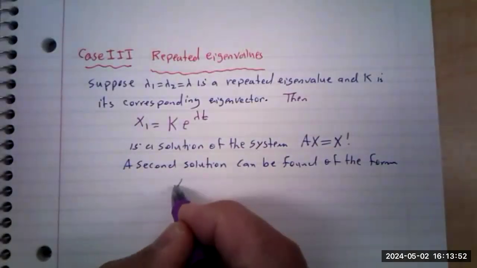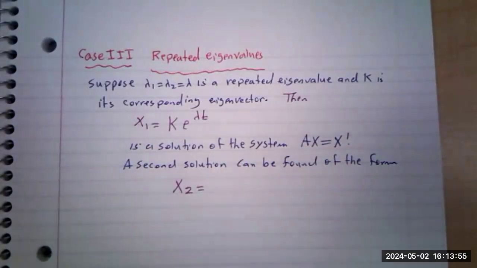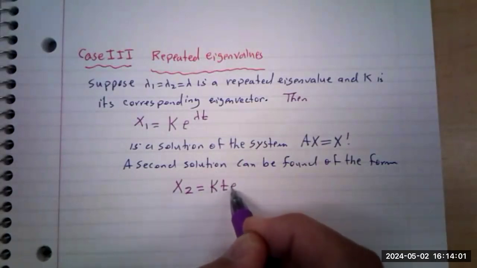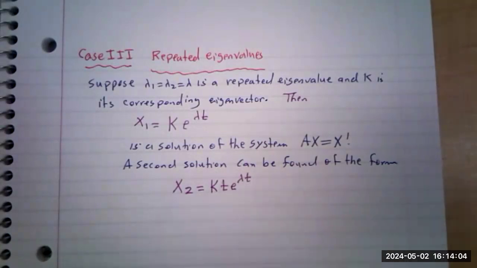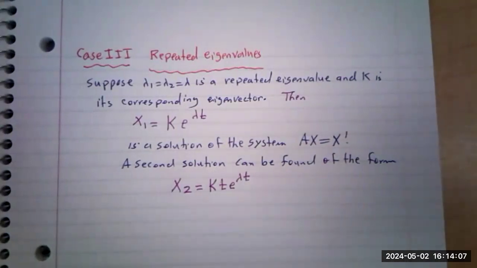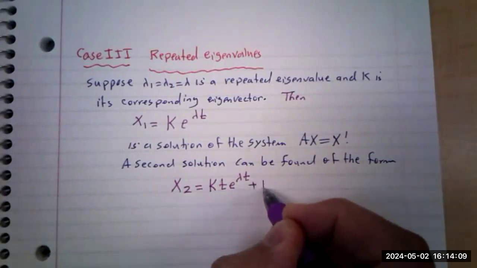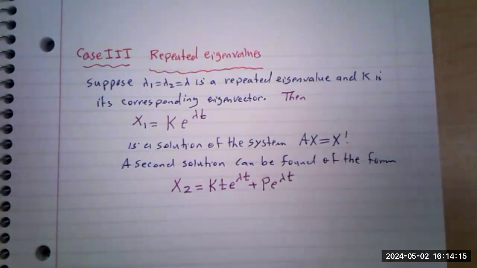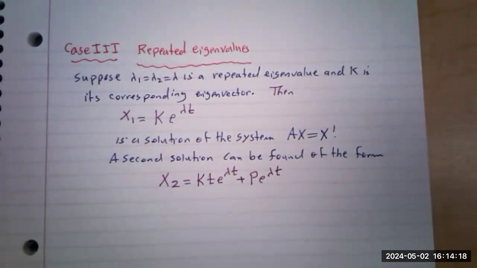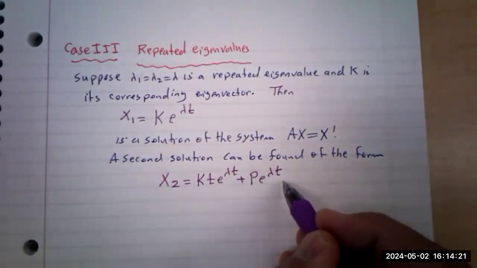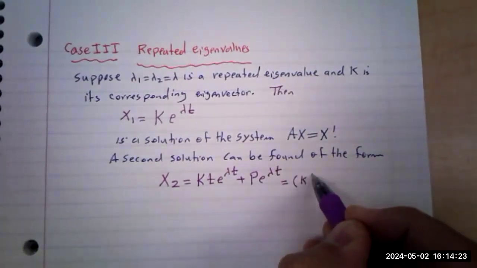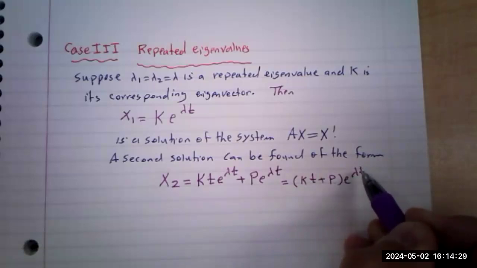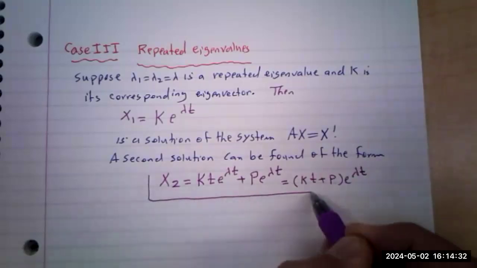x2 is going to be like the one that we did for the equation: k t e to the lambda t. But you have an extra vector here, plus an uppercase P for a vector, P e to the lambda t. This is the suggestion for the second solution. Usually we factor out the e to the lambda t, so we write it down as (kt plus p) e to the lambda t.